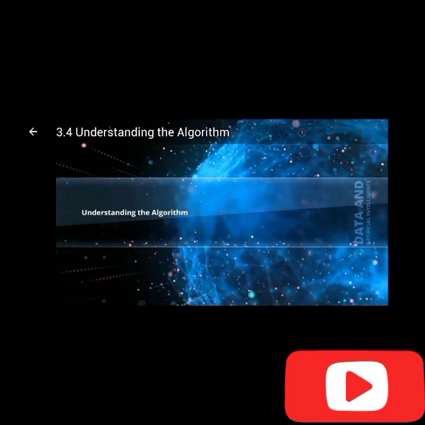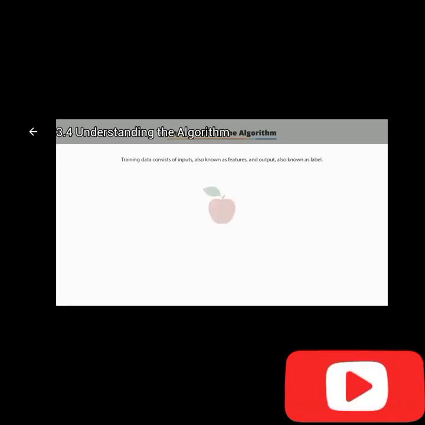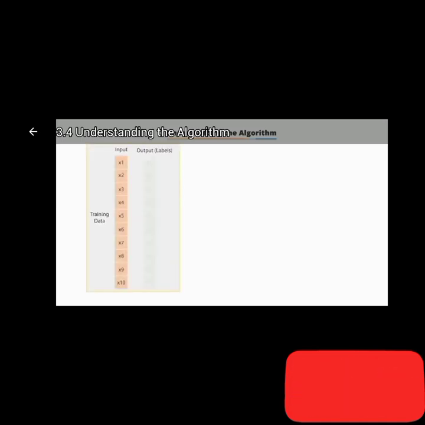Understanding the algorithm. Now let's understand the algorithm behind the learning model. The training data consists of inputs, also known as features, and output, also known as labels. For example, the color, size, and weight are the features of a fruit, and the name will be its label. Consider the given training data. X column is the input, and Y column is the output. Train the algorithm by applying reverse engineering by looking at the relationship between X and Y.